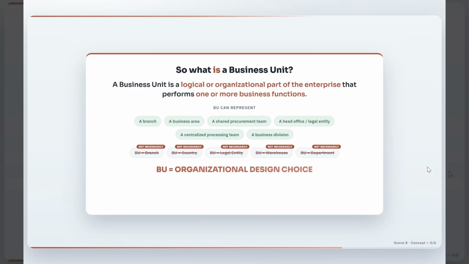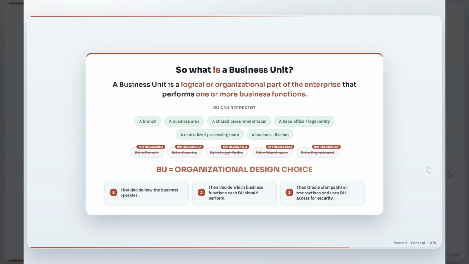First, understand how the business operates. Second, decide which business functions each organizational part must perform. Third, design the business units, enable the functions, and grant the appropriate data access. Oracle will then stamp the BU on transactions and use it as an important operational and security dimension.